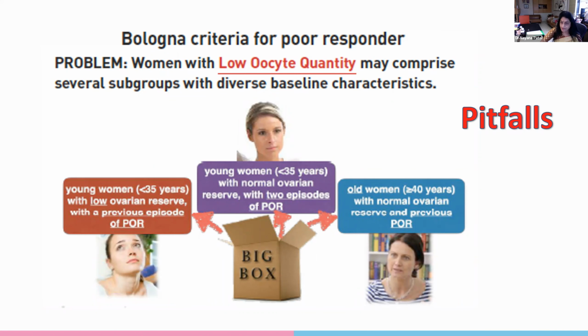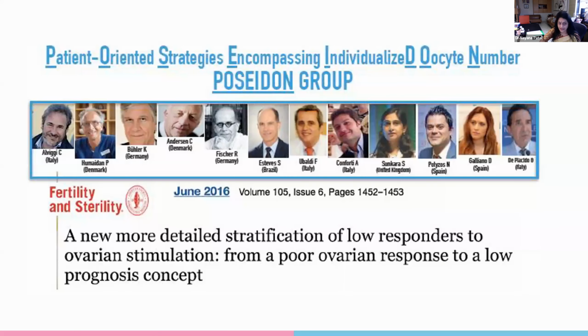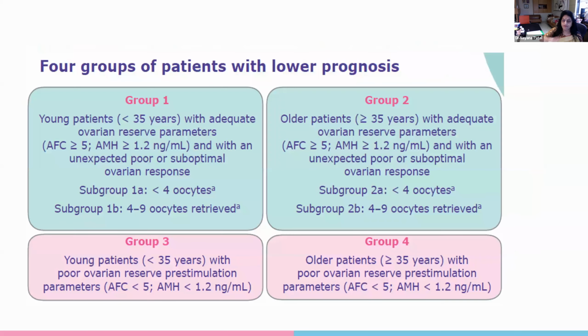And this had some pitfalls, and hence came the Poseidon criteria, which are very important to identify the poor ovarian response, which has converted to a low prognosis concept. Our main thing is whatever is the result, we want a good outcome. We do not want a poor prognosis outcome. So they have divided this into 4 groups.